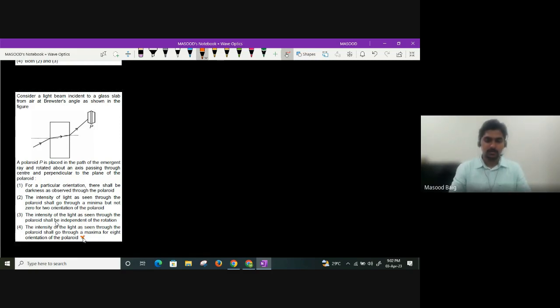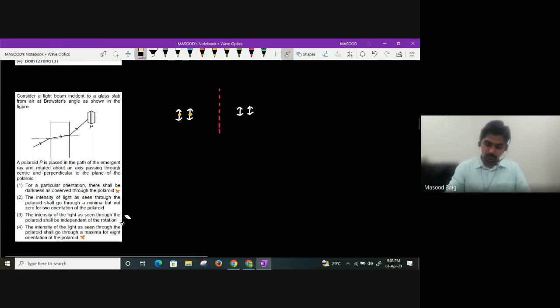This is wrong. It is independent of the rotation, it seems. Is this also wrong or not? For a particular orientation, there shall be darkness as observed through the Polaroid. See, the emergent light will be which light again? It is going to be an unpolarized light. So when unpolarized light is incident on a Polaroid, I don't know how its transmission axis is. You take any transmission axis. What will be our intensity? You will get polarized light or not? Yes. So for a particular orientation, there shall be darkness as observed through the Polaroid. There will not be any darkness, guys.